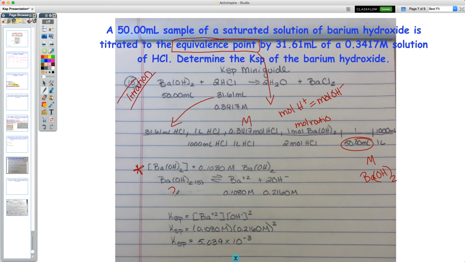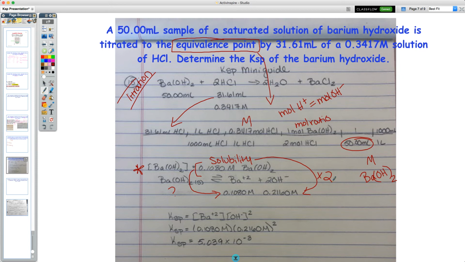But I do know that because this is the solubility, this is going to be a single x term. So I take this number and I know that's how much must have dissolved in solution. Now, because I get two hydroxides for that amount, I'm going to have to times that by 2, which is exactly what I did there.